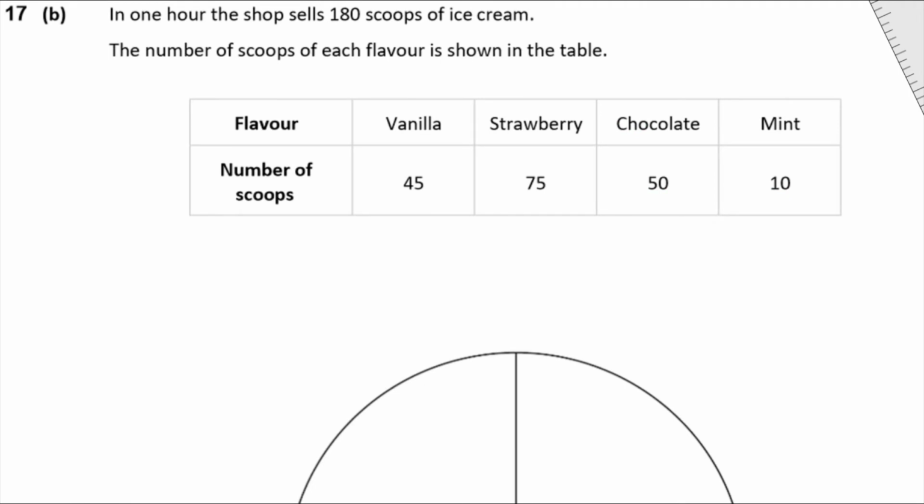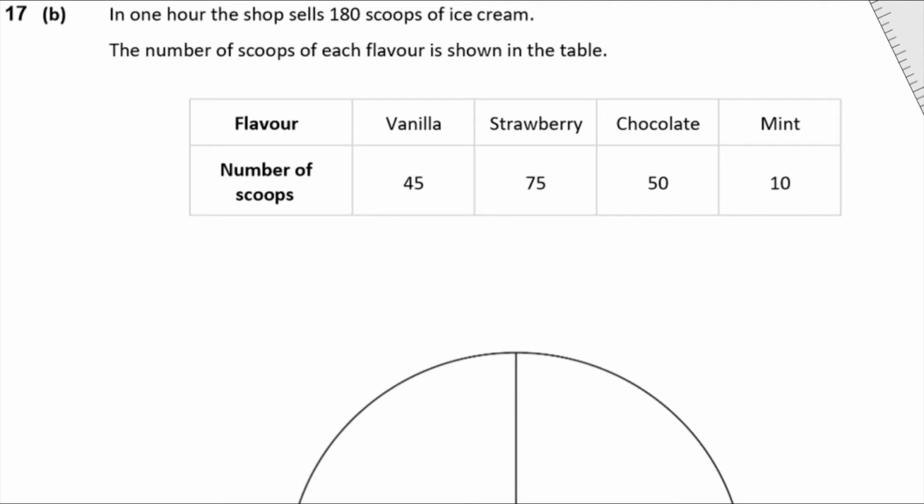Question 17b says, in 1 hour the shop sells 180 scoops of ice cream. The number of scoops of each flavour is shown in the table. Okay, so 45 scoops of vanilla, 75 scoops of strawberry, and so on. Now we need to show this information in a pie chart, but before we do that, we need to work out what angles and things we're going to use. So before we get onto the pie chart, we've got some work to do on the table first.